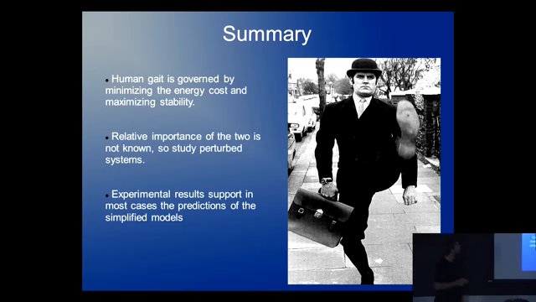And now I'll summarize. So we've learned that human gait is governed by trying to minimize the energy costs of walking and maximize the stability at the same time. The relative importance of the two isn't really known, so we have to study some perturbed systems. And it turns out that experimental results support most of the predictions of the simplified models. So actually, the dynamic walker, without having any of the springs and pelvis movement and so on, gives you qualitatively very similar answers to how we walk downhill. I think that would be all. Thank you.